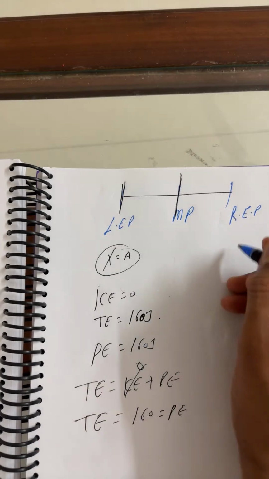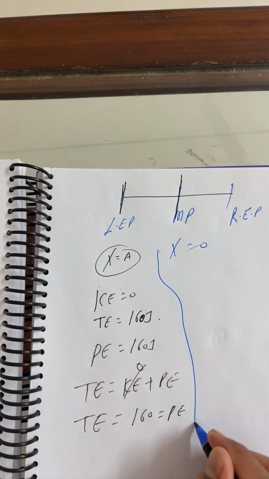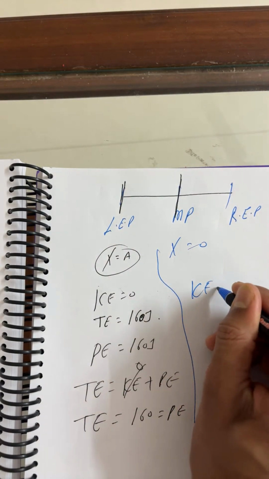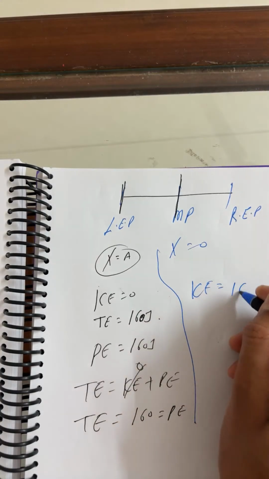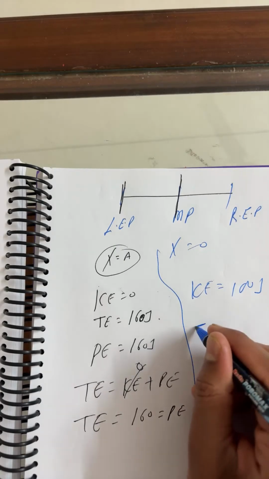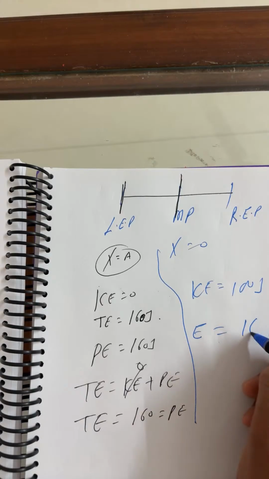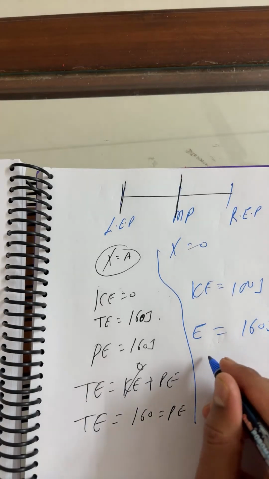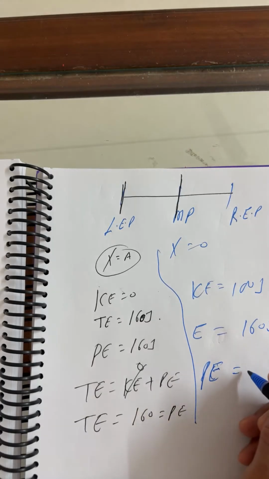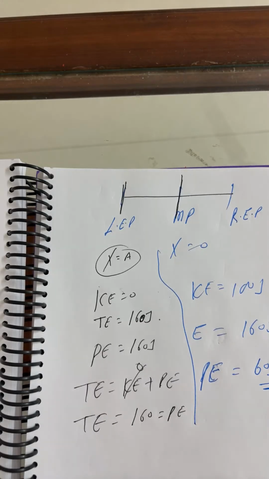Then let us suppose you are at the mean position, x equals 0 here. If x is 0, the kinetic energy is equal to 100 joule. So what about potential energy here? Or you can see the total mechanical energy is 160 joule. So what about potential energy at the mean position? This is 60 joule.